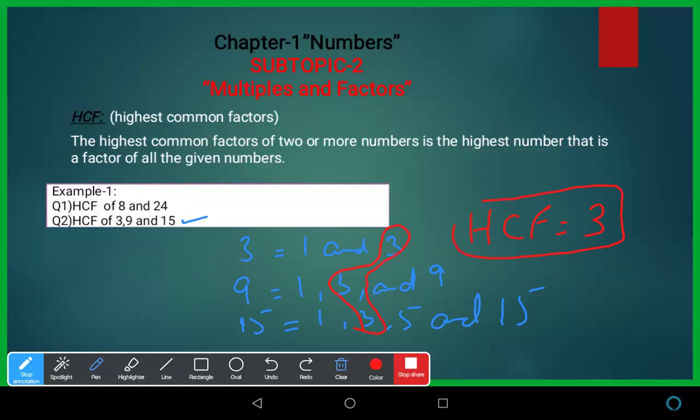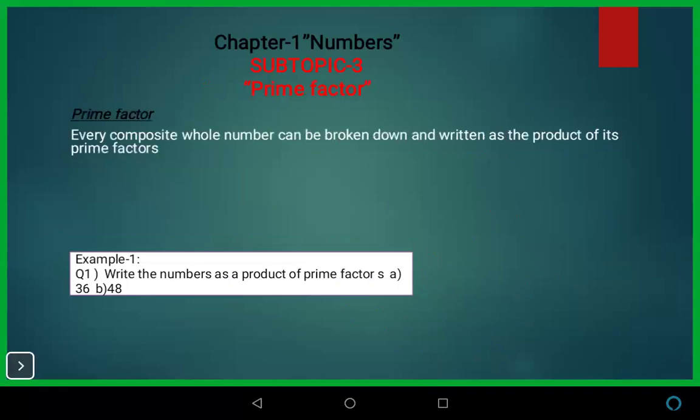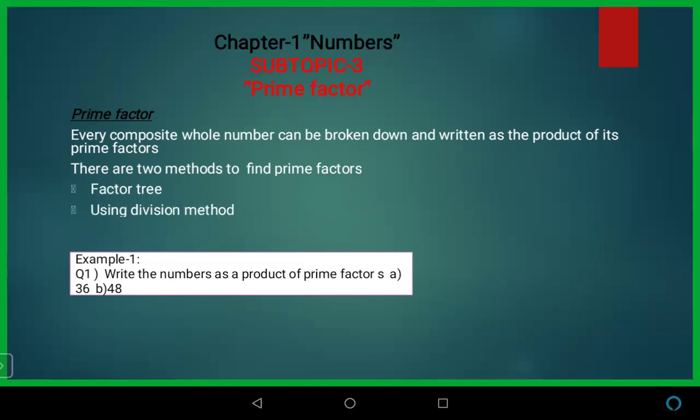Now, moving toward the next topic, prime factors. What are prime factors? I already told you about prime numbers in the first video on types of numbers, so I hope you know what a prime number is. Every composite whole number can be broken down and written as a product of prime numbers. When we break down a whole number as a product of primes, it is known as prime factorization. There are two methods to find the prime factors: first is the tree method, and second is the division method.